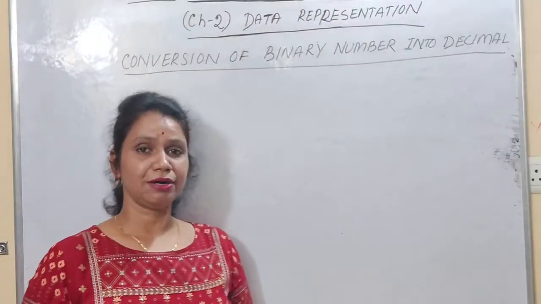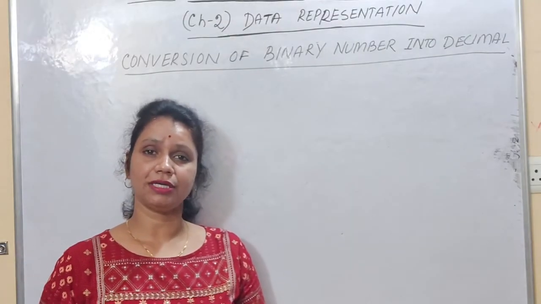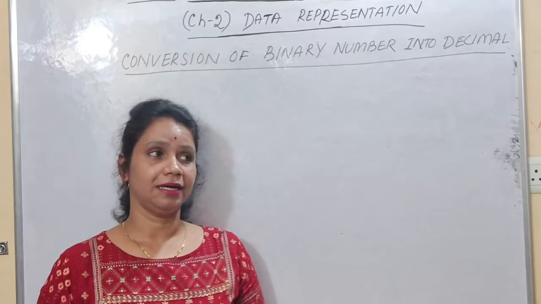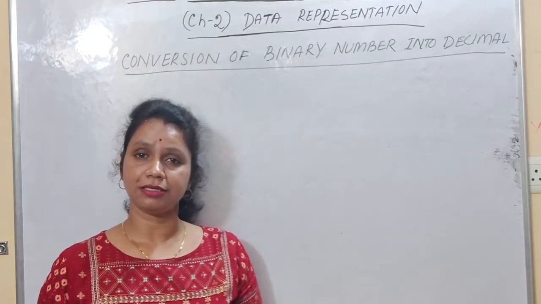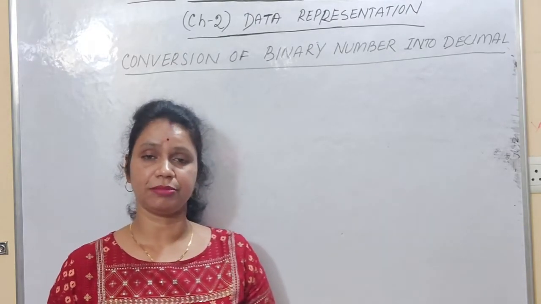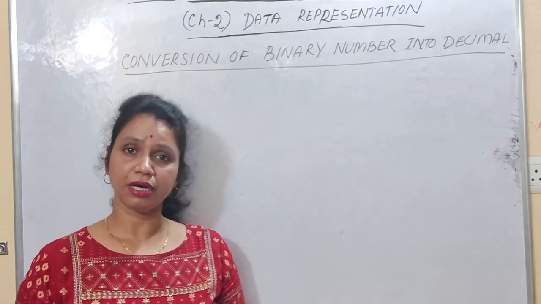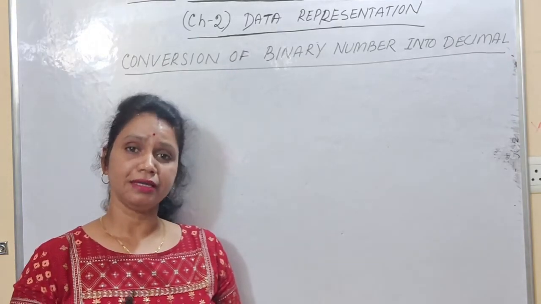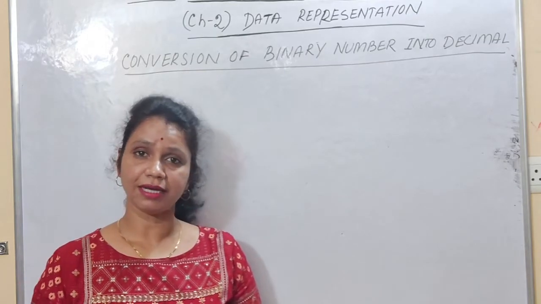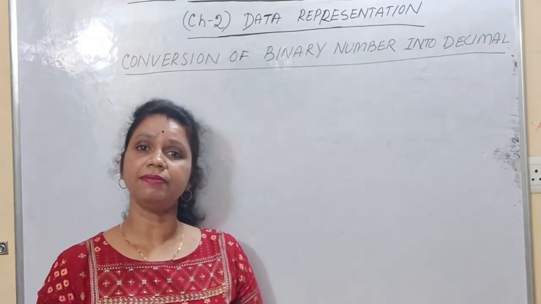So students, now already we have discussed how can you convert a decimal number into its equivalent binary number system as well as octal number system as well as hexadecimal number system. That means we have to use the repeated division method. How can you convert any decimal number to any other number system? That means you have to divide the decimal number with the base of the other number system.